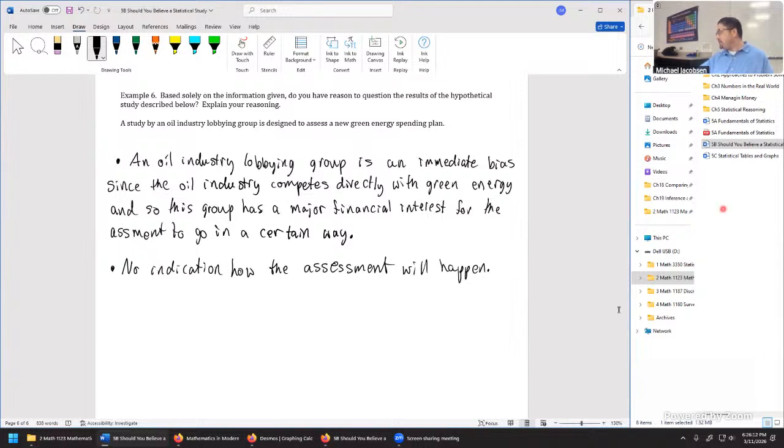And yeah, there's no information on what country, state, city the group is coming from. And when it says assess a new green energy spending plan, it's hard to know even what they're doing. What is the sample even going to consist of in the very first place? How are they going to make measurements? So yeah, let's put that down as well.